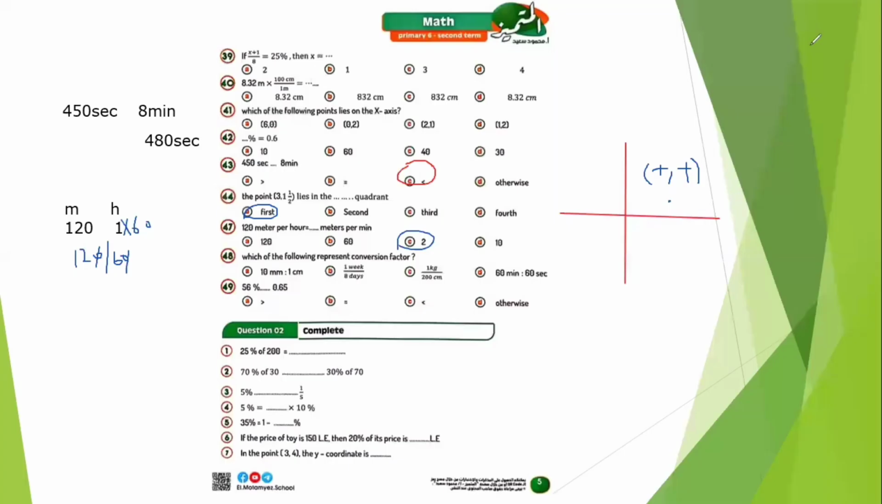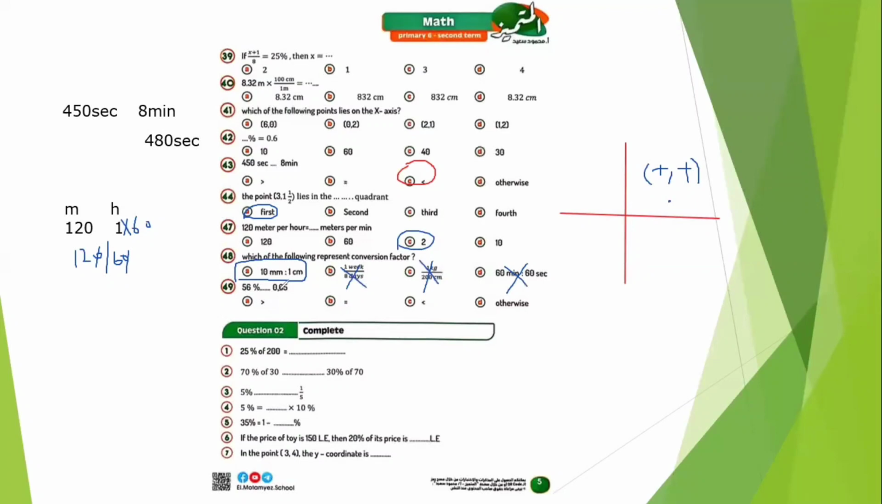48. Which of the following represent conversion factor? A. 10 millimeter by 1 centimeter. Next, 1 week equals 8 days. This is wrong. 1 week equals 7 days. 1 kilogram equal 1 centimeter. This is mass and this is length. So this is wrong. 60 minutes equals 60 seconds. This is wrong. So the first one is correct because each 1 centimeter equals 10 millimeters.